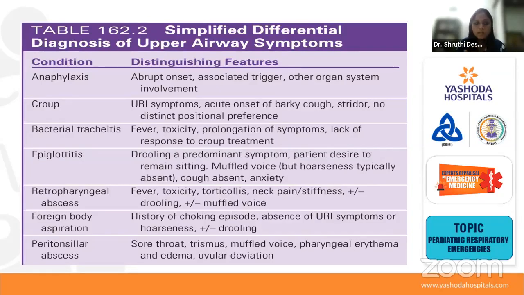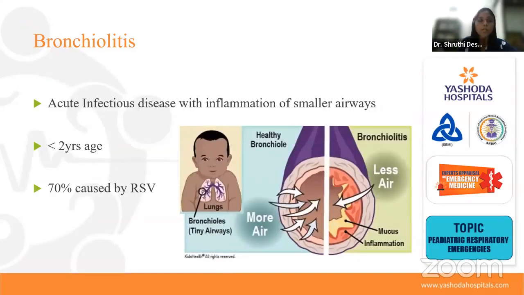Foreign body aspiration: there will be a history of a choking episode and absence of any upper respiratory tract infection. The treatment here is, if the child is less than 1 year, you give back blows as well as chest compressions. If the child is more than 1 year, you perform the Heimlich maneuver. So briefly, I have highlighted some of the important points of upper airway obstruction differential diagnosis. Now coming to lower airway obstruction, the most important is bronchiolitis.